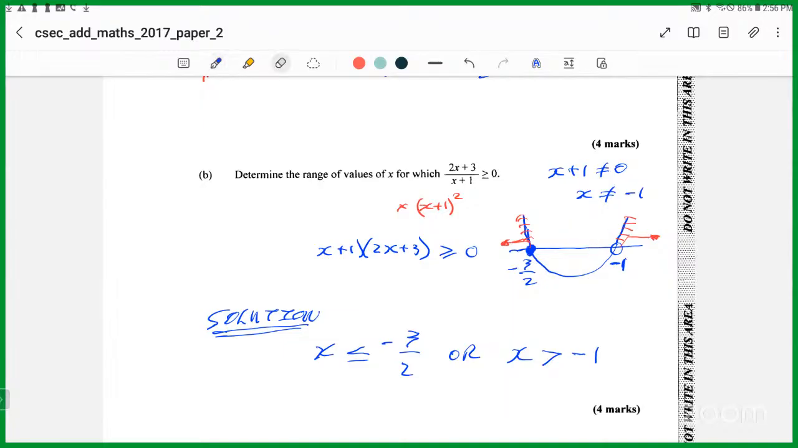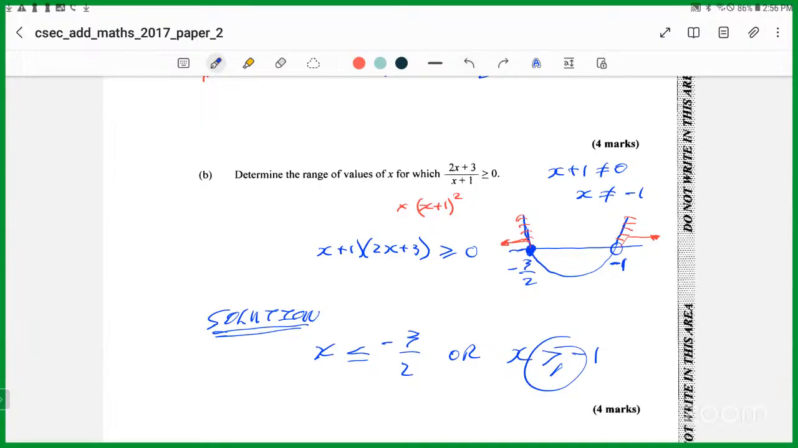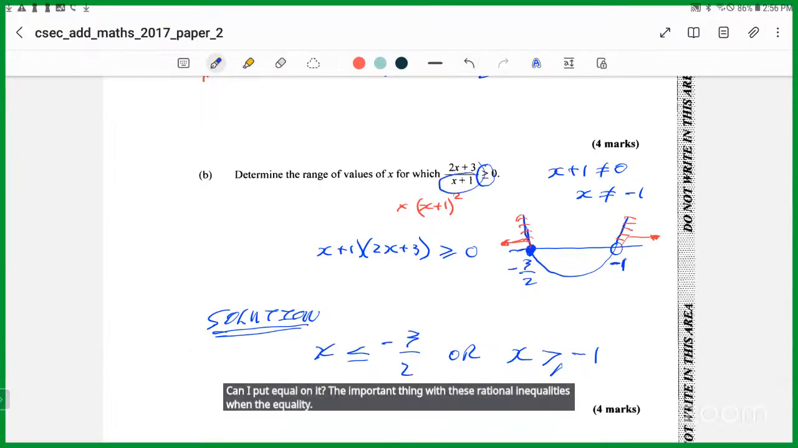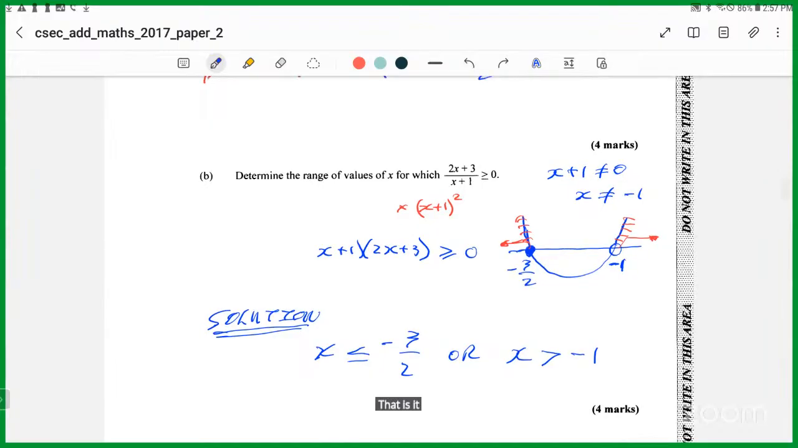Here guys, if you put equal on this answer right here, you're not going to get the 4 marks. It's going to be wrong. Cannot put equal on it. Very important. That's the important thing with these rational inequalities. When the equal is included, you have to know that the denominator cannot be 0. Right? The denominator cannot be 0. And that is the answer right there. That is it.